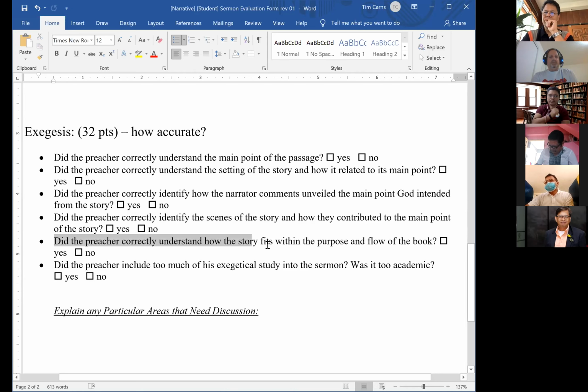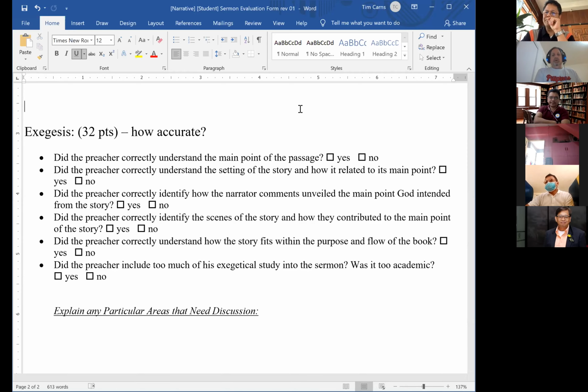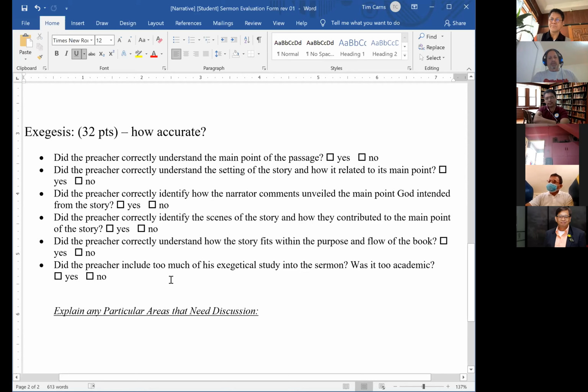Did the preacher correctly understand how the story fits within the purpose and flow of the book? Again, as you're telling the story, do you make connections with other parts of the book? Especially in Jonah and Ruth, you should be doing that, because really it's one story. Jonah is one story with four acts. Ruth is one story with four acts, each chapter. They're interconnected. You can't disconnect them. So if you're preaching one chapter, you have to understand how it fits with the whole. Is that clear from the sermon?